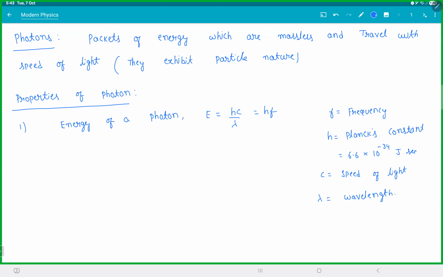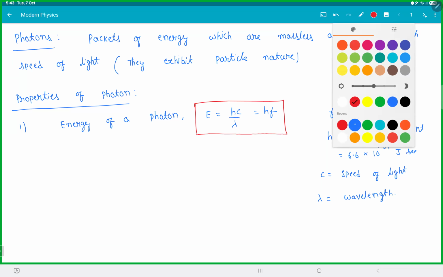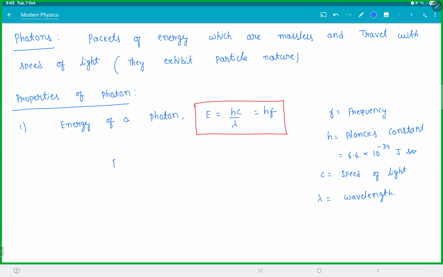But when you talk about these photons, these energies are so small that we prefer to study them in electron volts. So we have a formula for this: E = 12400/lambda, that will be in eV. Here lambda must be in angstroms. Example, if you have lambda of 6200 angstroms, then the energy of the photon is 2 eV.